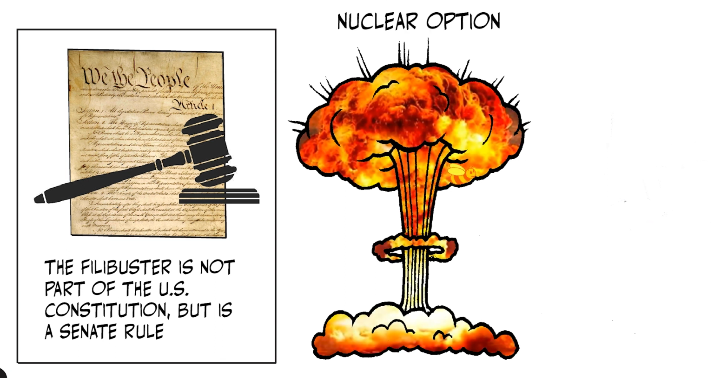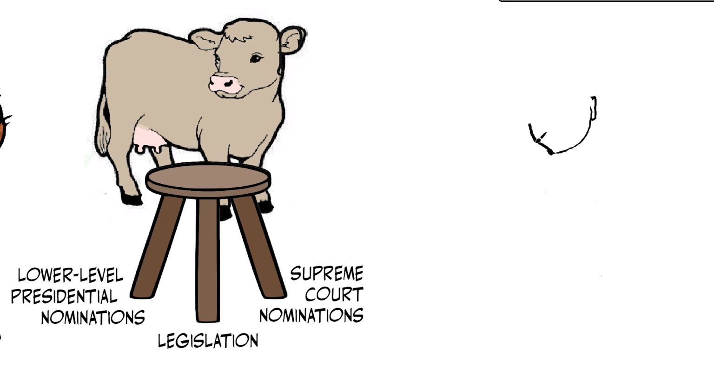Remember that a filibuster can be used for 3 purposes, like a 3-legged stool used to milk cows. One leg can be used to block or delay lower-level presidential nominations. The second leg can be used against Supreme Court nominations, and the third leg can block or delay legislation.